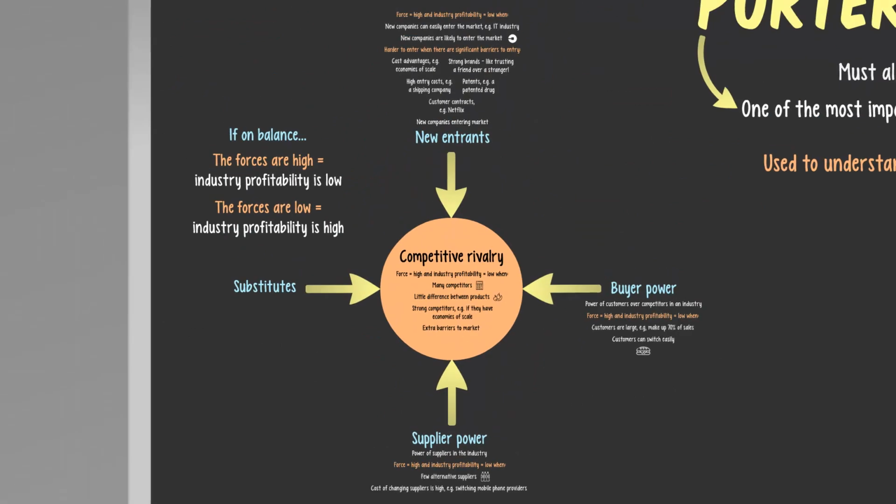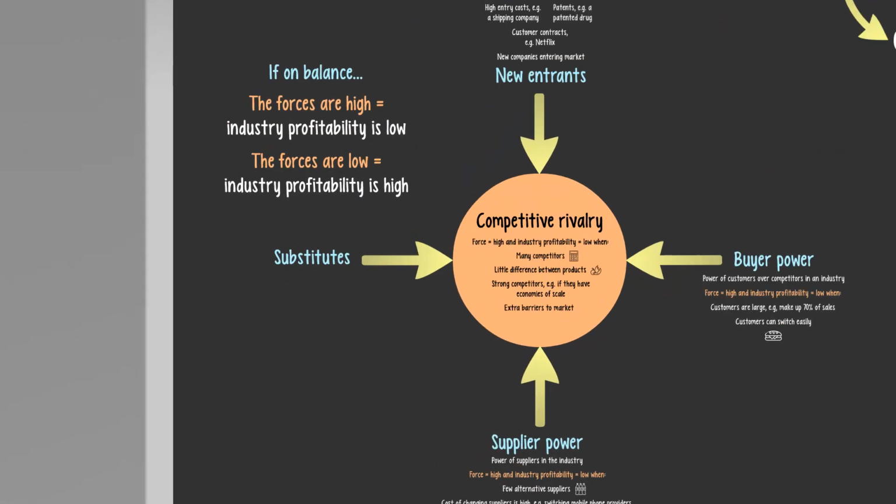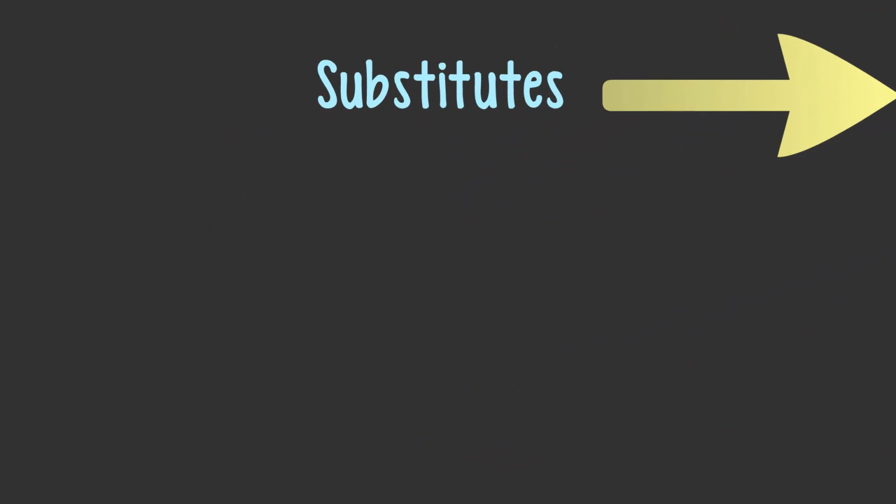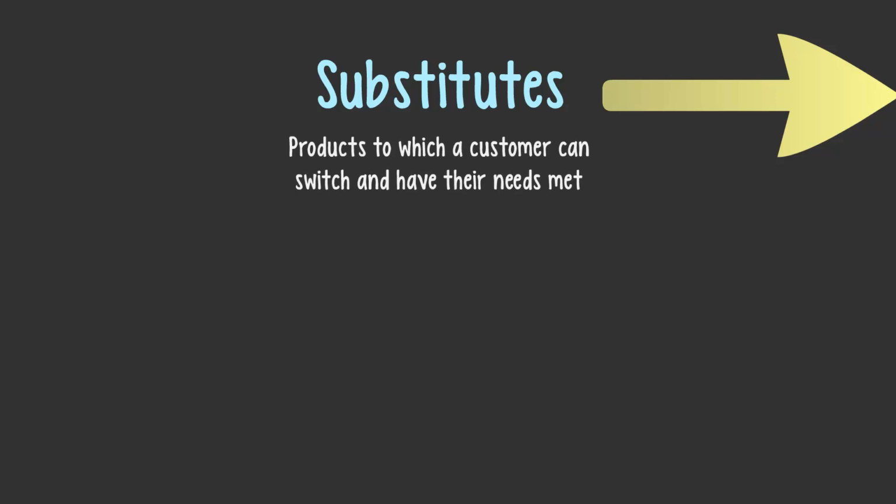We've got one left now, which is substitutes. And substitutes is all about the product that a customer could choose, or a service they could choose instead of yours. So which products, which services could a customer easily switch to and still have their needs fulfilled like they do with the product or the service the company originally provides?